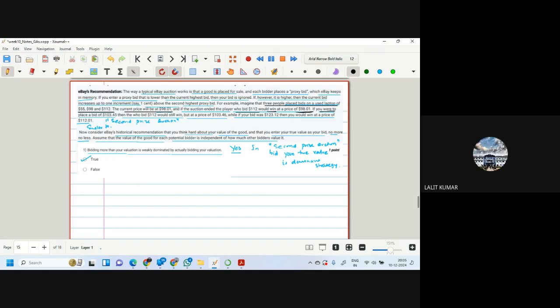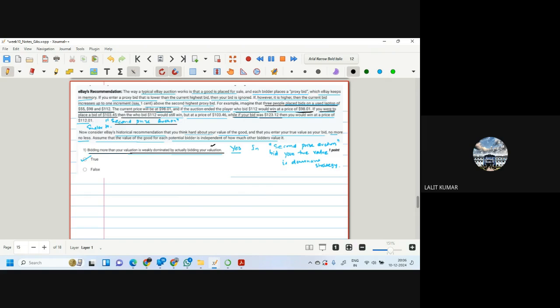If he were to place a bid of 103.45, then the one who bid 112 would win, but now he will pay 103.46. While if your bid was 123.12, you will win and you will pay 112.01. So it is a second price auction. The first statement is: bidding more than your valuation is weakly dominated by bidding your valuation.